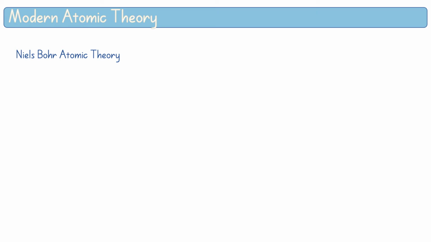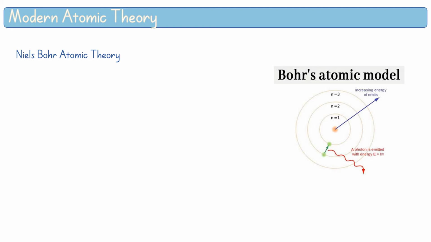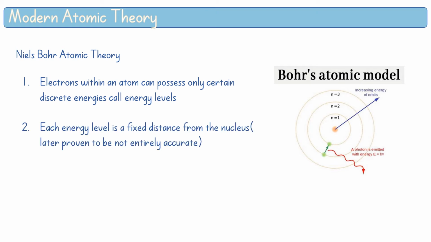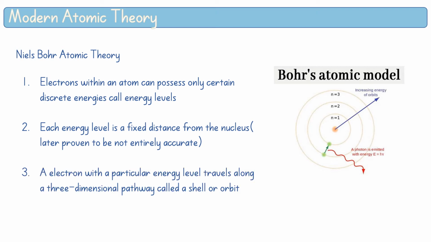To understand this in more detail, we're going to explore Niels Bohr's atomic theory. Electrons within an atom can possess only certain discrete energies called energy levels. Each energy level is a fixed distance from the nucleus, later proven to be not entirely accurate. An electron with a particular energy level travels along a three-dimensional pathway called a shell or an orbit.